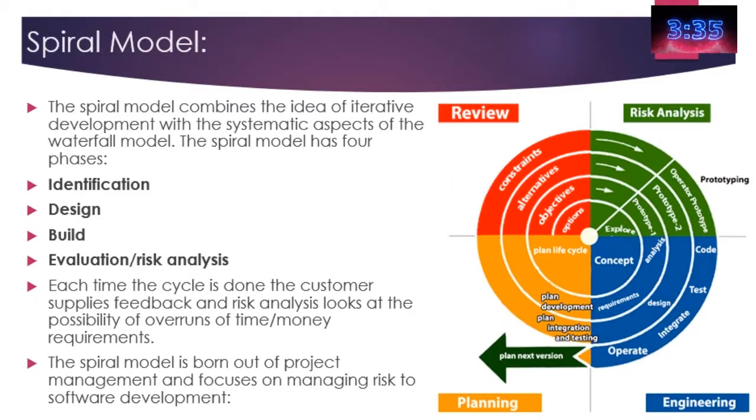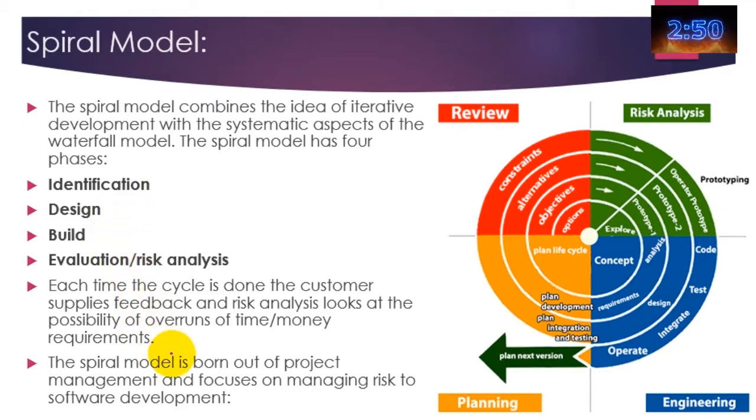Now the spiral model is very similar to the waterfall model, except that it uses these stages: the identification, design, build and evaluation stage. And the idea behind it is very straightforward. You are in a spiral, which means you go through these 4 stages on and on and on until the final process is completed. Now, each time the cycle is done, the customer supplies feedback, and risk analysis looks at the possibility of overruns of time and money and so on. So you identify the first issues, you design it, you build it, you analyze it with the customer, and then you make changes by identifying the next stage and designing it and building it and evaluating it.